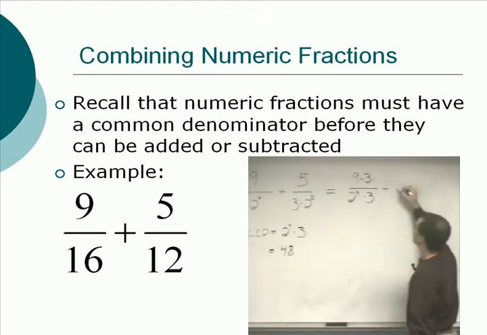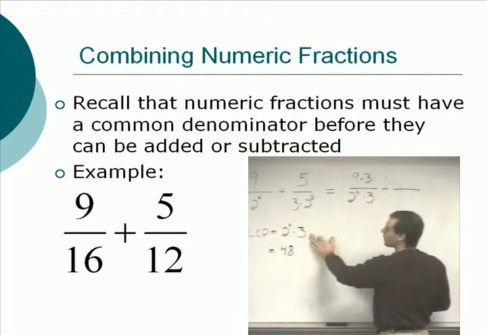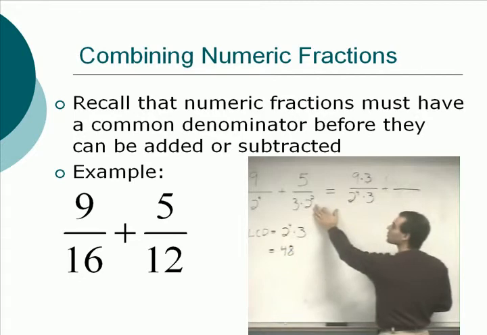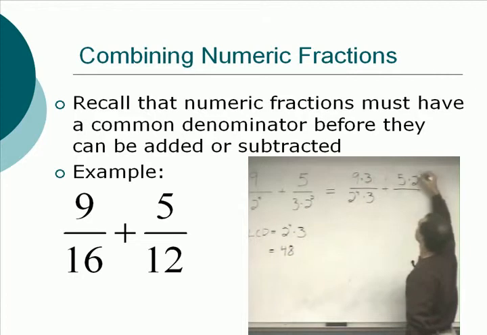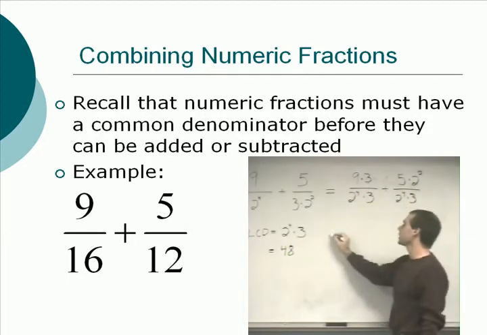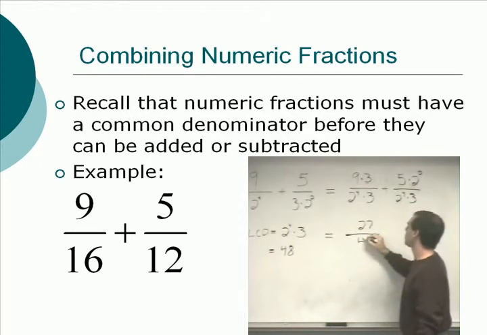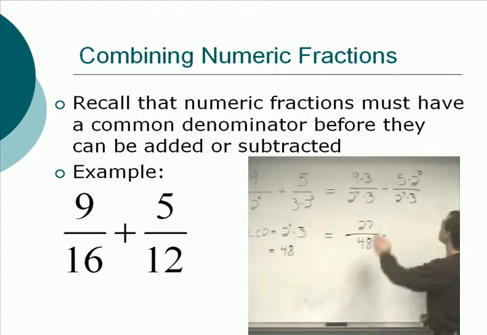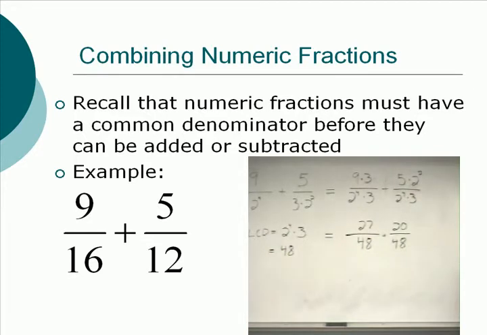Plus this one becomes 3 times 2 squared. Well, what do we need to multiply this by in order to get our LCD? Two more 2s, 2 squared. So this is going to become 5 times 2 squared, and down here we're going to have 2 to the 4th times 3. So what we really have after all that is 27 over 48 plus 5 times 2 squared, 20 over 48. Now we have a common denominator, we can add them together.